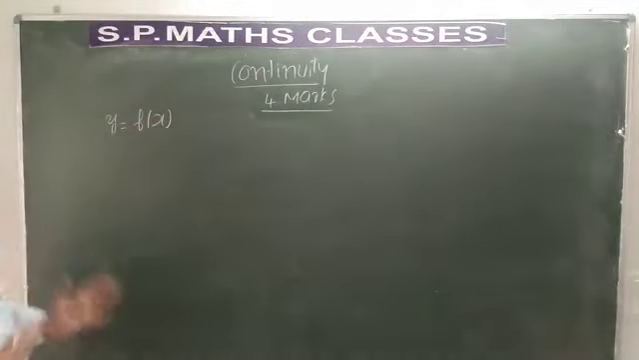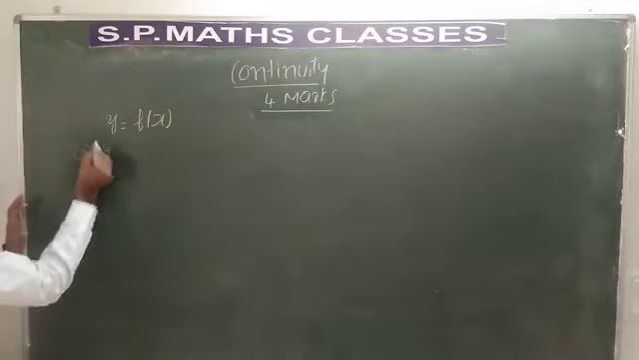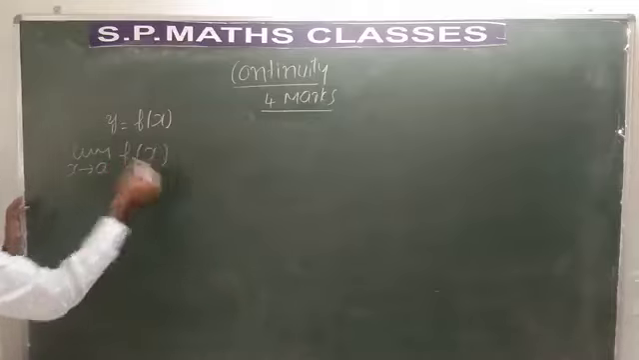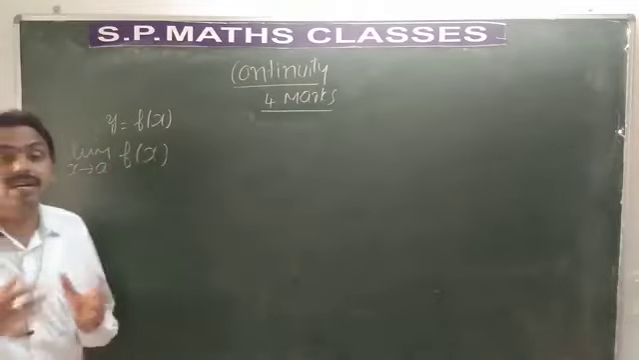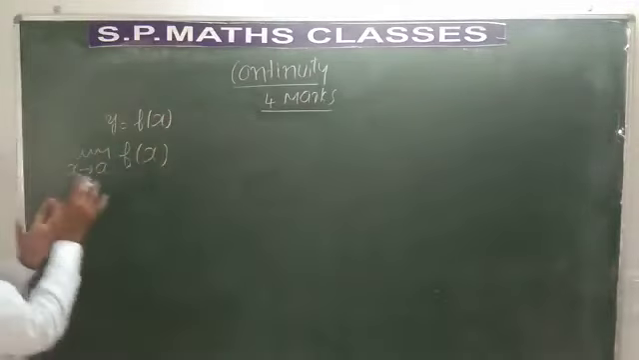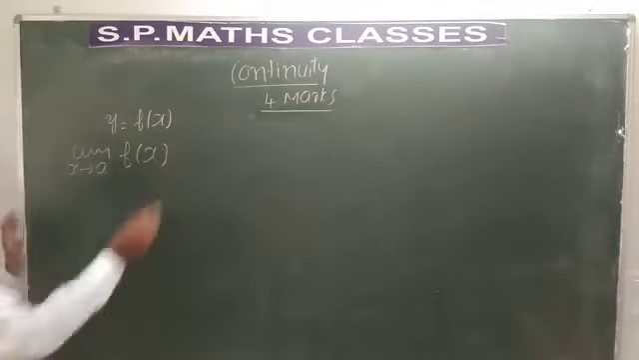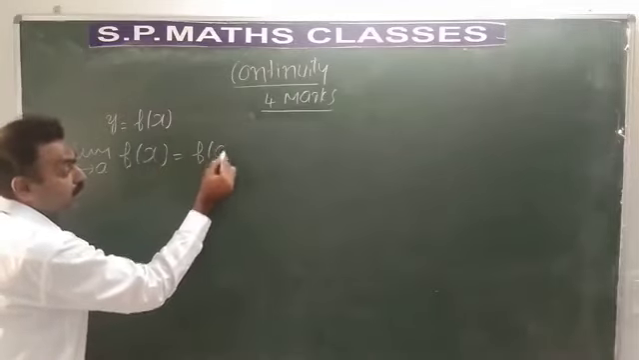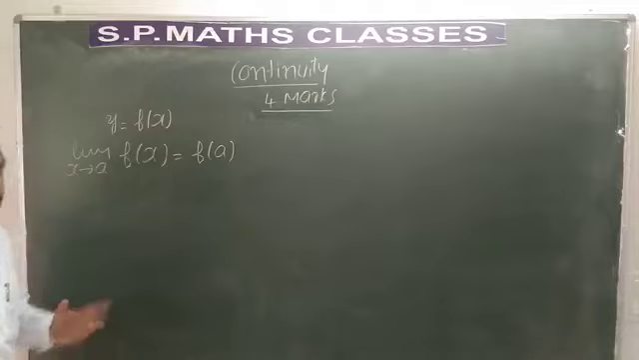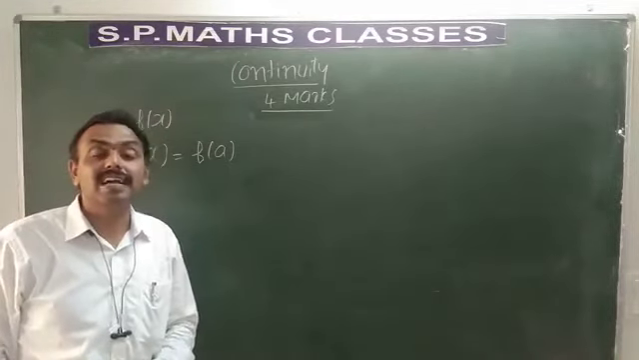When is the function said to be continuous? Very simple. To check for continuity, you just find out the limit of the function f of x as x tends to a, because continuity will be discussed generally at a particular point. So when you find out the limit of the function f of x at x is equal to a, if that value becomes equal to f of a, then the function is said to be continuous.